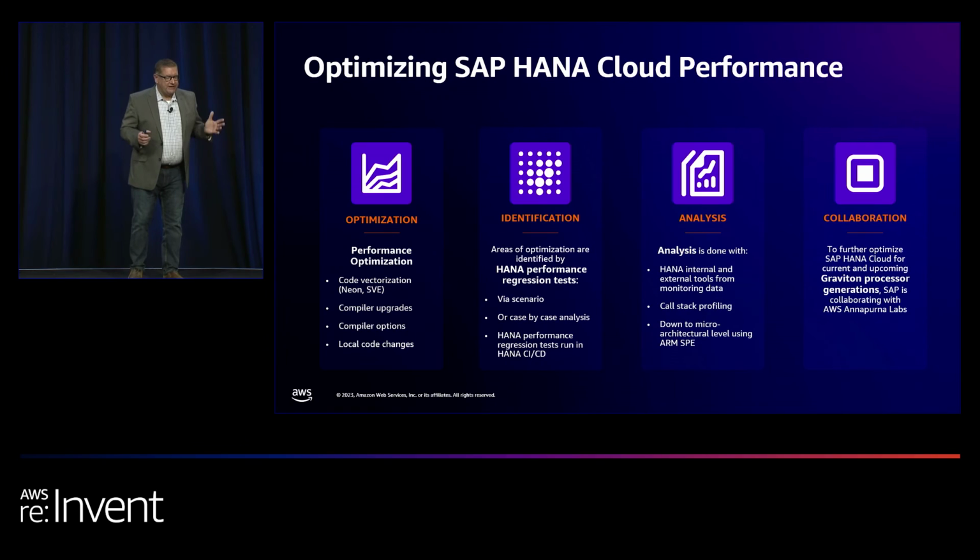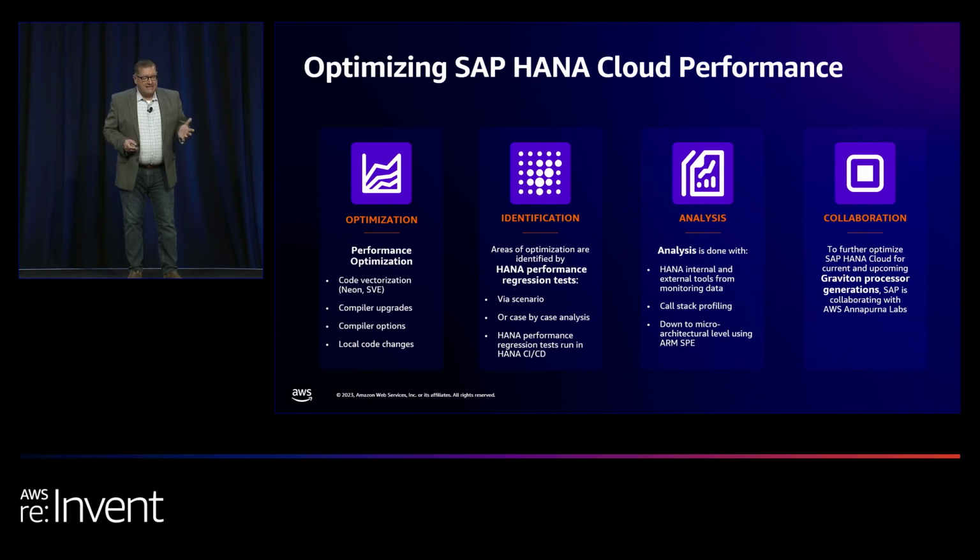Some of this includes code vectorization, like Neon and scalable vector extensions, compiler upgrades, compiler options, local code changes, things along those lines. In terms of identifying areas of optimization, we're using the HANA performance regression tests, both via scenario or on a case-by-case basis, and we're doing these regression tests in the HANA continuous integration, continuous development, delivery pipelines.